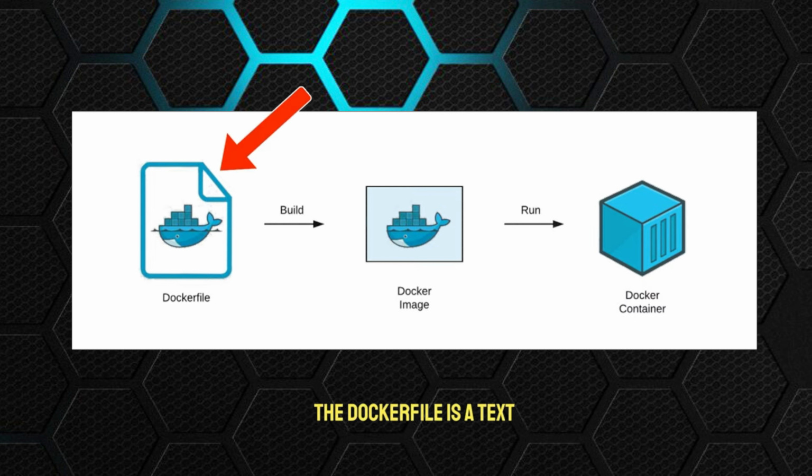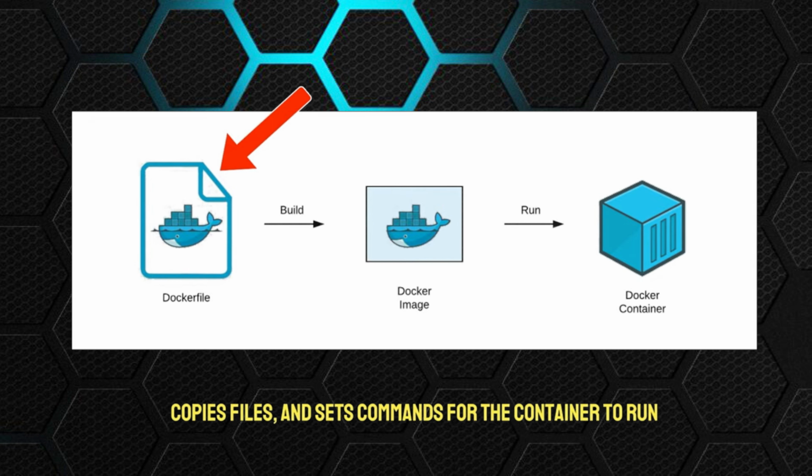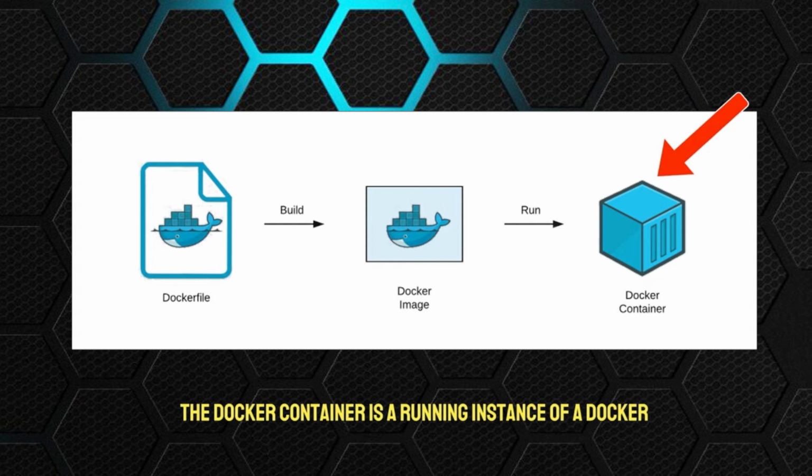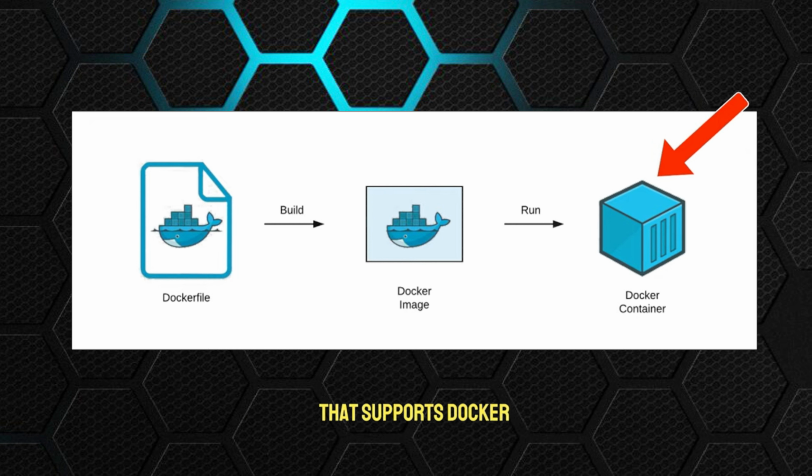The Dockerfile is a text file that describes how to build your container. It defines the base image, for example Python or Node.js, installs dependencies, copies files, and sets commands for the container to run. The Docker image is the result of the Dockerfile. The image contains everything needed to run your app, including code, libraries, system tools, etc. The Docker container is a running instance of a Docker image. Think of it as an isolated process that can be run anywhere on any system that supports Docker.